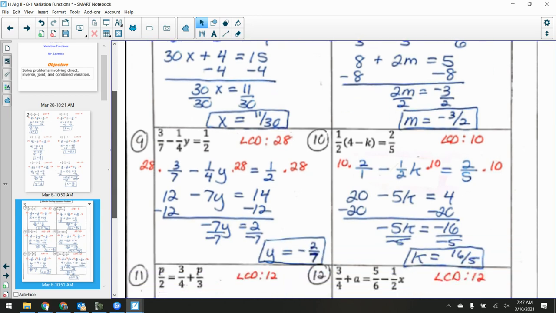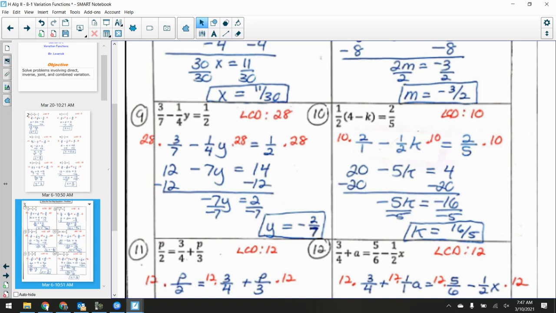Here's numbers 9 and 10. Same thing there with number 10.